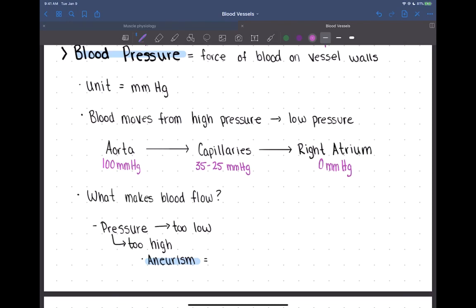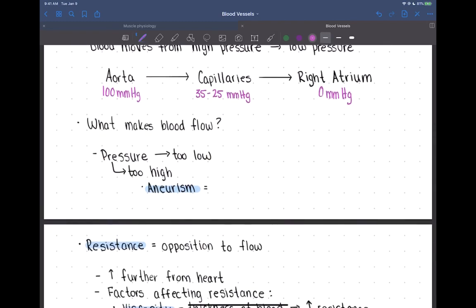All right, so what makes blood flow through the blood vessels? We said it's pressure, okay? It's moving from high to low pressure. And so we need to maintain a homeostasis of blood pressure. That's really important in the body, keeping that blood pressure stable, because if the blood pressure gets too low, the blood doesn't move, or it doesn't move efficiently. It depends on how low it is.